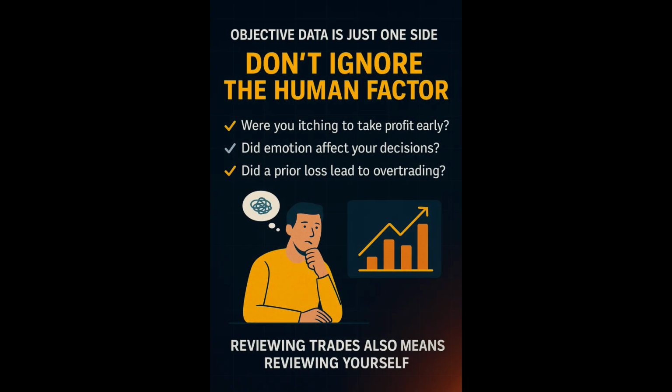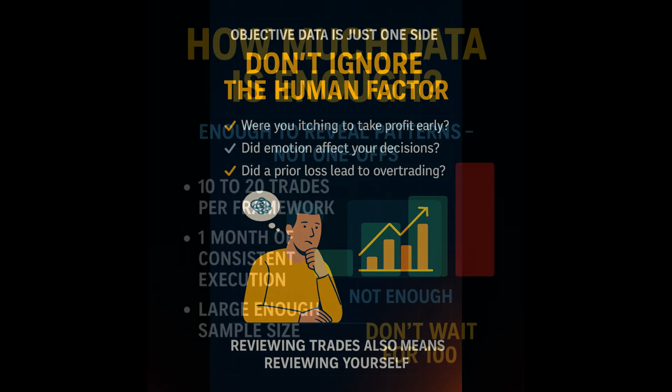Now, data doesn't just mean numbers. This is where your execution notes from step 2 become gold. What were you feeling before entry? What were you tempted to do but didn't? Ask yourself, were you itching to take profit early? Did emotion delay or accelerate your decision making? Did a prior loss cause you to overtrade? By combining objective trade outcomes with subjective experience, you gain the full picture, not just a performance chart. You're not just reviewing trades, you're reviewing yourself.